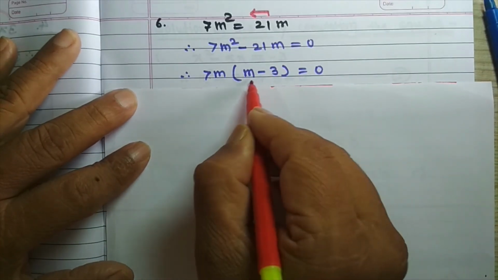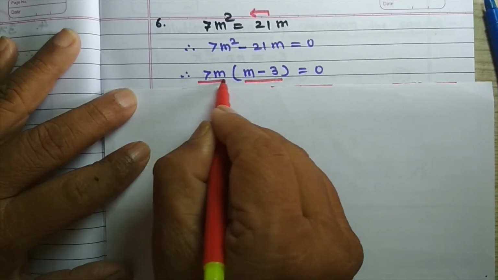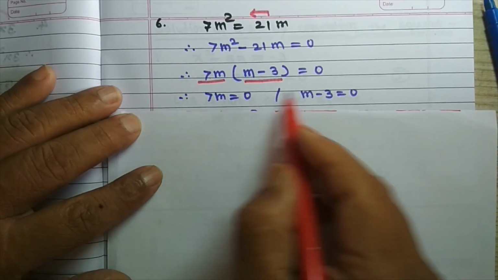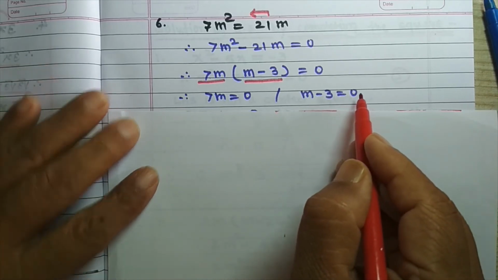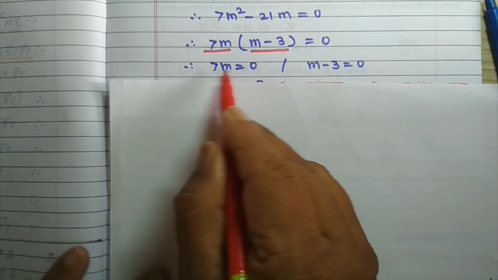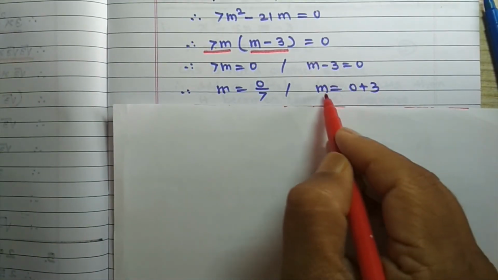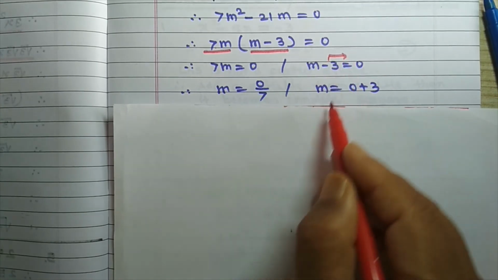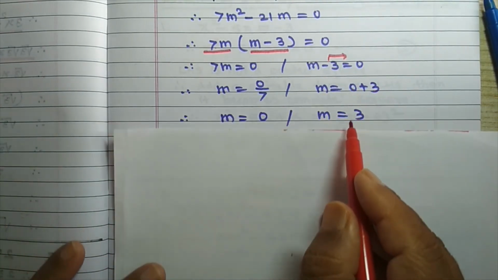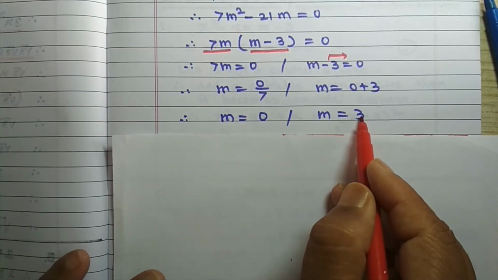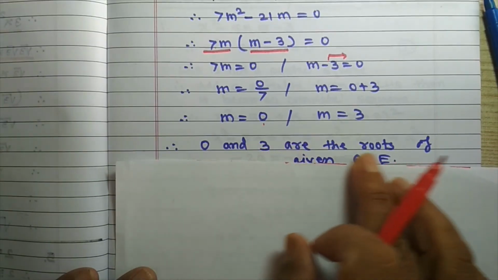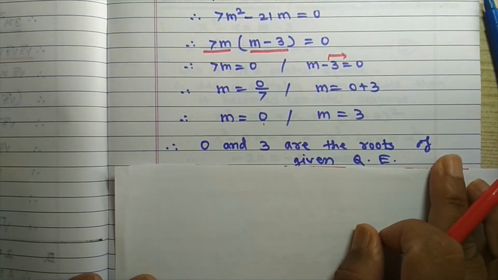Multiplication will be 0, means this bracket is equal to 0 or this 7m is equal to 0. Then it becomes 7m is equal to 0 or m minus 3 is equal to 0. We have to find out the value of m. Therefore m is equal to 0 upon 7, and here minus 3 we have to take to the right side of that equality. Then it becomes m is equal to 0 plus 3. It means m is equal to 0 and m is equal to 3. These are the roots of the given quadratic equation. 0 and 3 are the roots of the given quadratic equation.